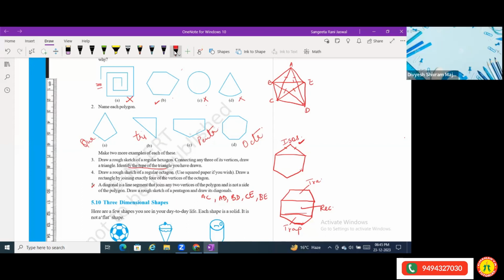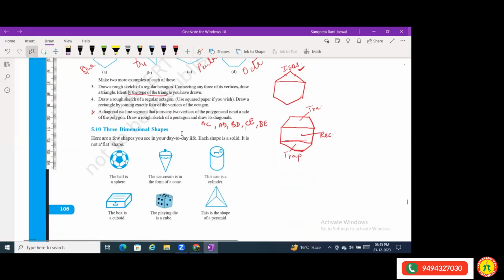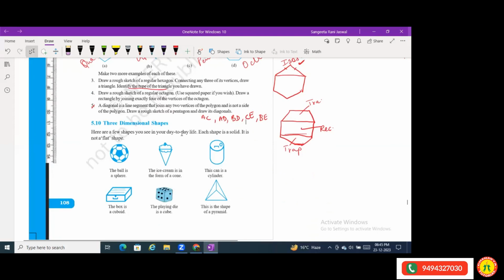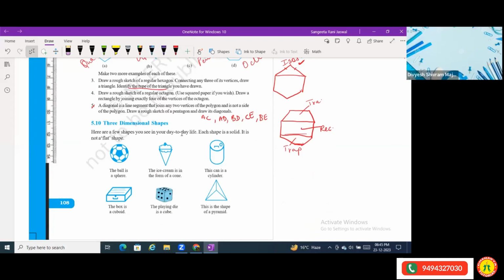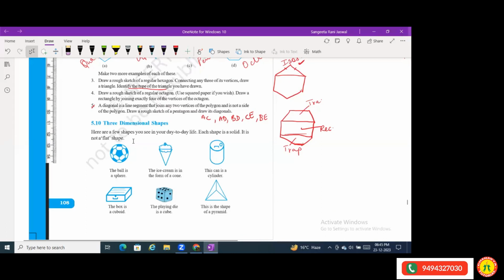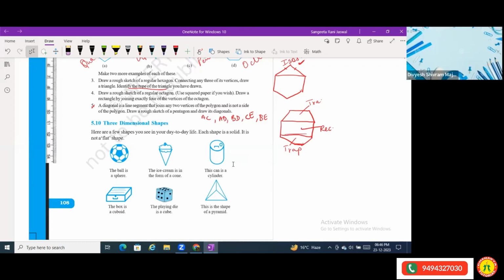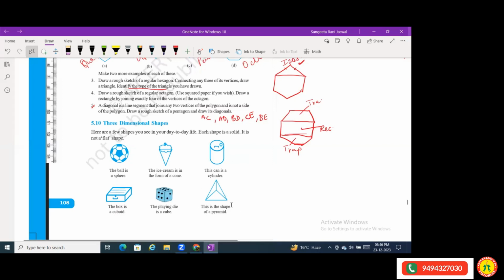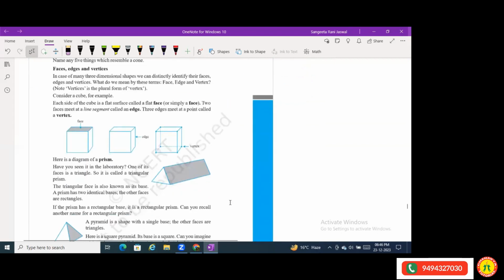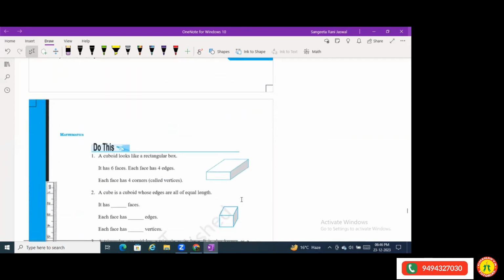Yes, ma'am. With this, you're done with this exercise and the polygon part. Have you all understood this much? Yes, ma'am. Okay, now the last 5 minutes are left. Let's see the three-dimensional shapes. Three-dimensional shapes are like a ball, a cylindrical vessel, a cuboid, a cube, a pyramid, a dice, a sphere. So those types of figures are called three-dimensional figures.